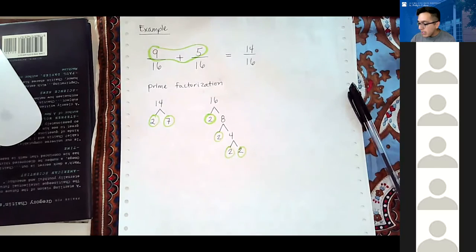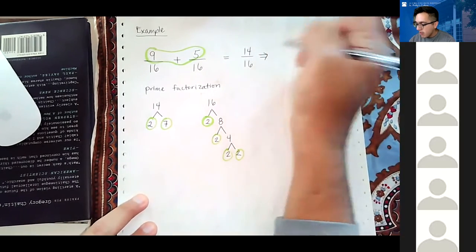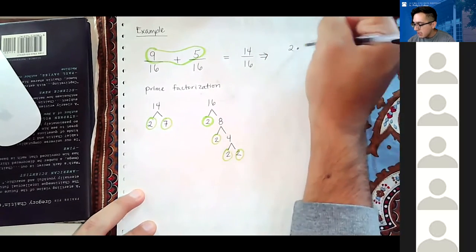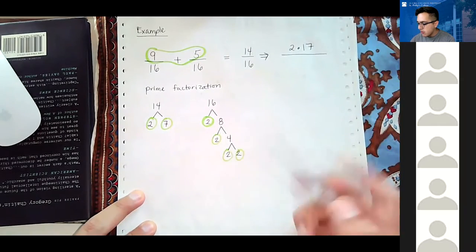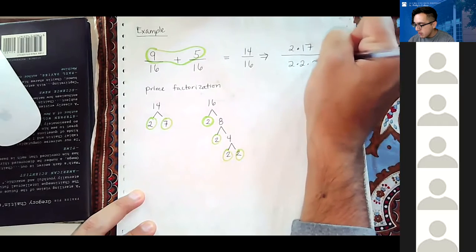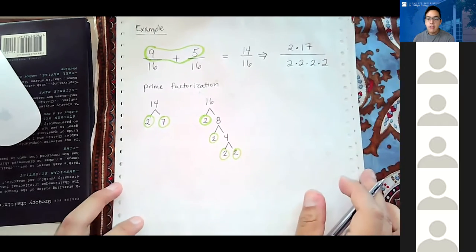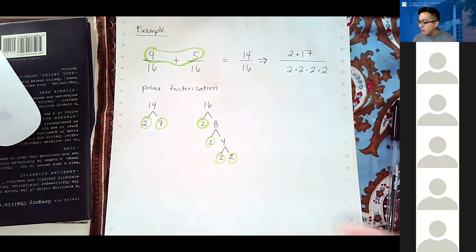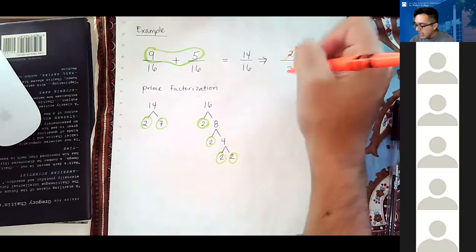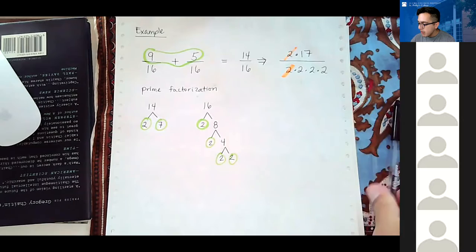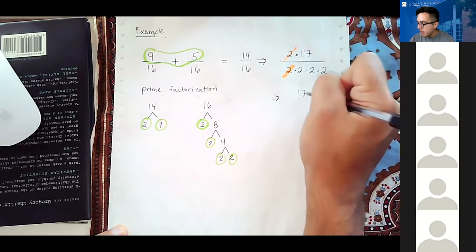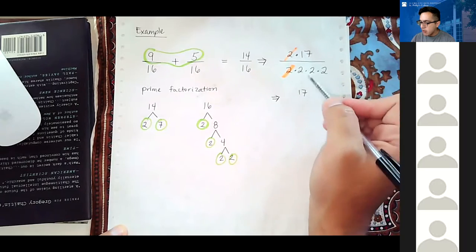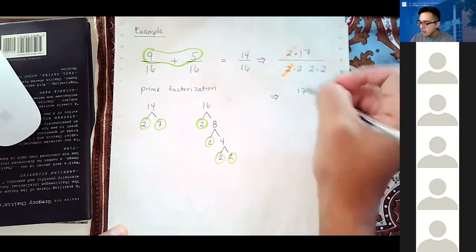So we can now rewrite this fraction as 2 times 7 on top, and then our prime factors on the bottom are 2, 2, 2, and 2. So I'll just write 2 times 2 times 2 times 2. Once you have that, we're going to cancel out our common factors by division. So if I have a 2 on top, I can cancel out the 2 on the bottom. So that means that I have 17 remaining on top. And I just have 2 times 2 times 2 on the bottom. Nothing else here cancels.